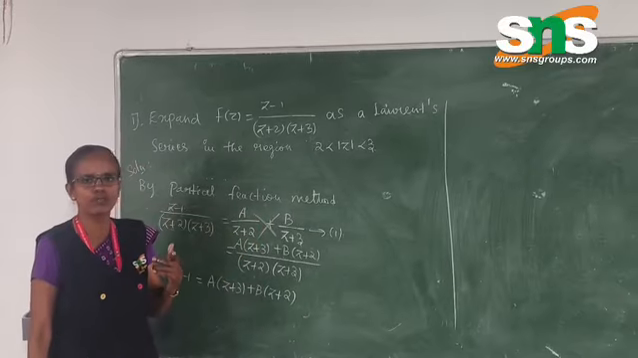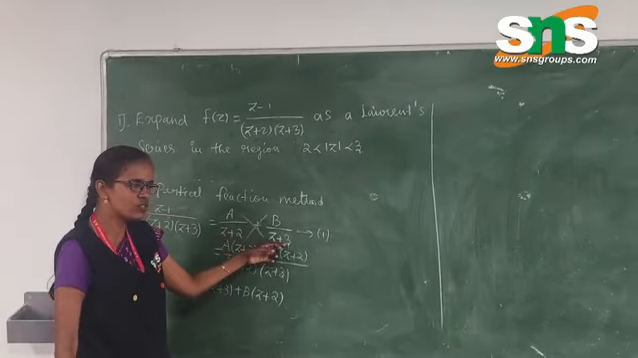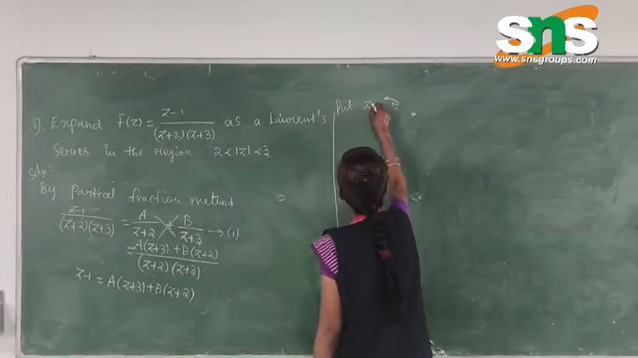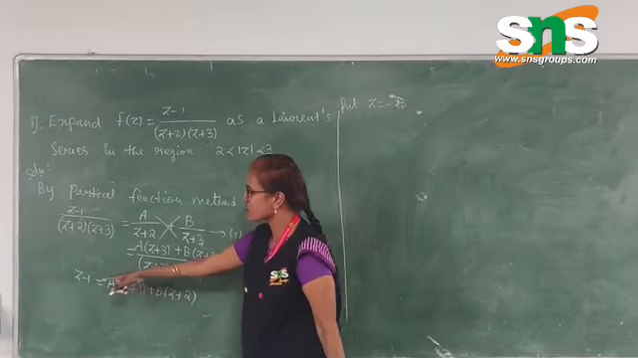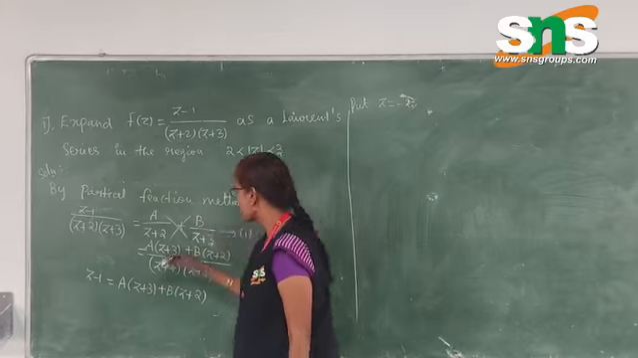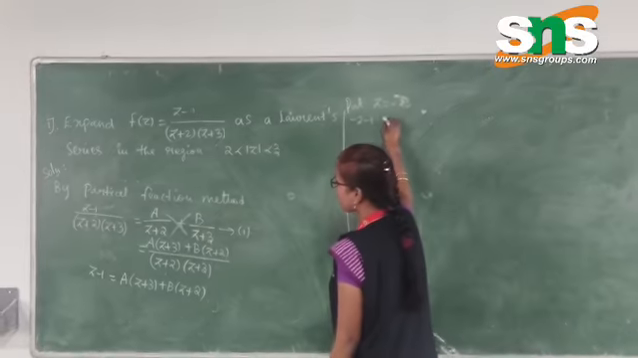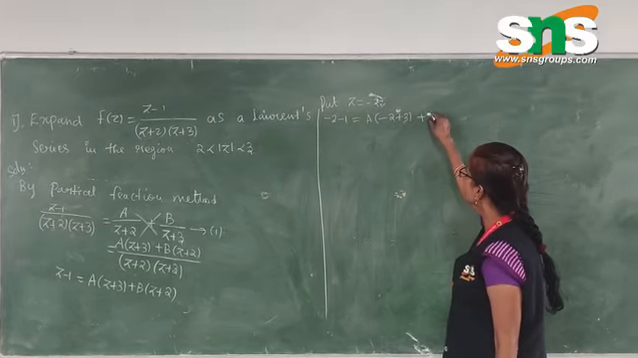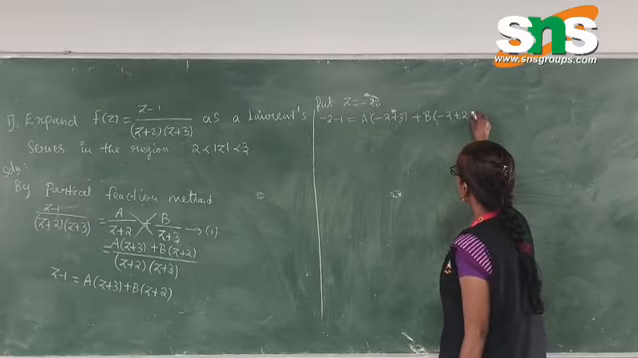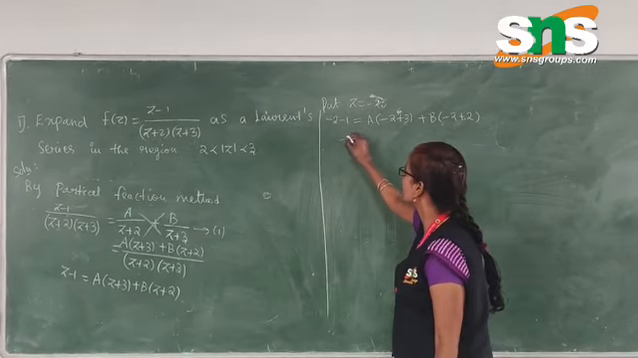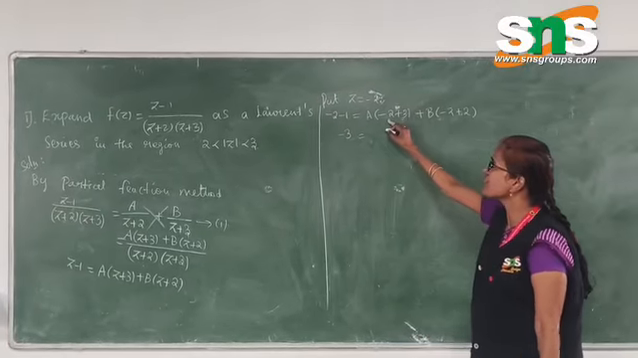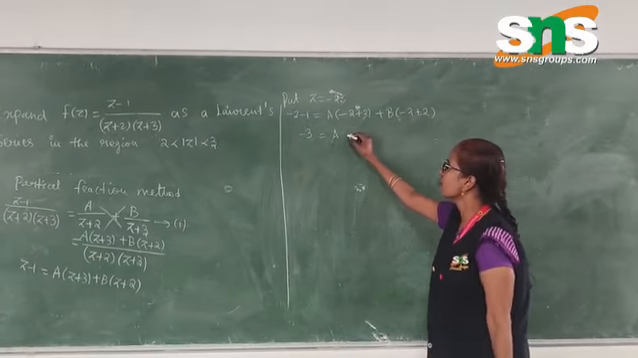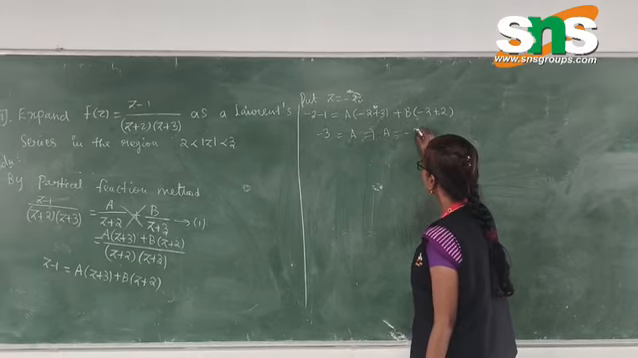For that we need two values for z. We take the denominator equal to 0 and find the value of z. The first value: put z equal to minus 2 and substitute on both sides. The left side becomes minus 2 minus 1, and the right side is a into (minus 2 plus 3) plus b into (minus 2 plus 2). So minus 2 minus 1 is minus 3 on the left, and on the right 3 minus 2 is 1, 1 into a is a, and the second term becomes 0. So we get a as minus 3.